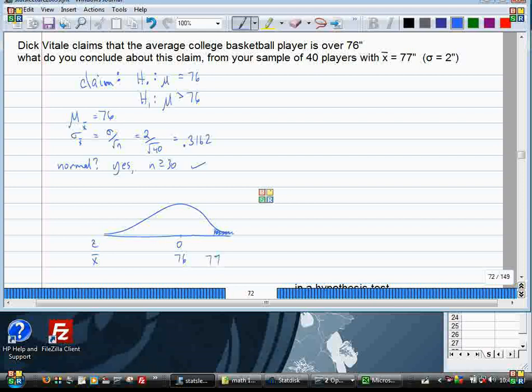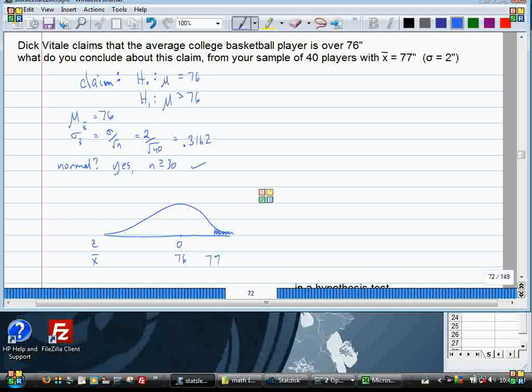Now I know the claim says over 76, so you figure we shade to the right of 76. Let me just point out that doesn't make any sense, because if we shade to the right of 76, what's the area going to be? It's going to be half, 0.5. So that doesn't tell us anything interesting. What we're looking for is, is it too much over 76? That's the question. Let's just say shading from 77 is the thing that makes sense.